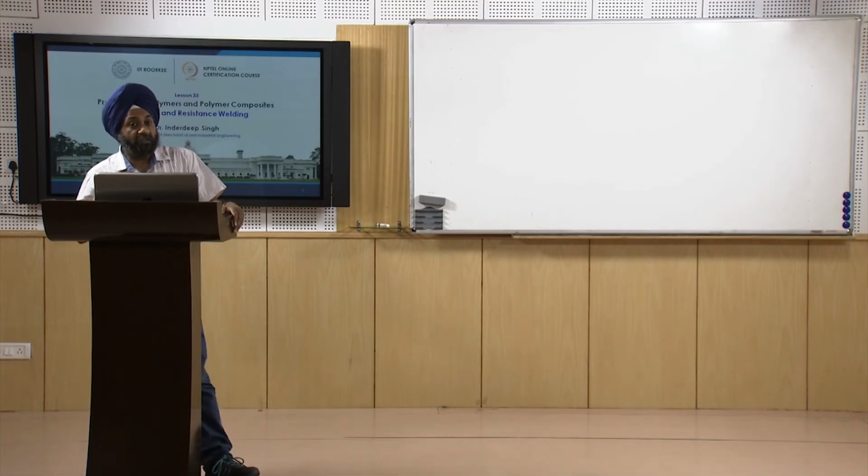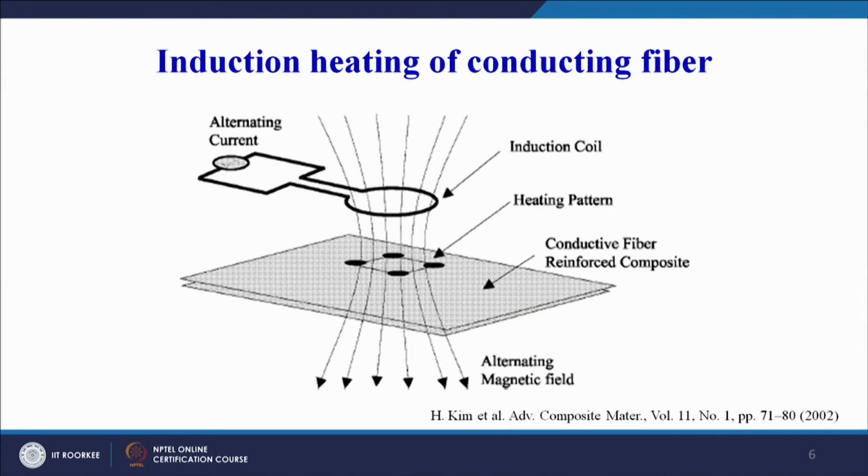So we have to see what the combination of fiber and polymer is in order to understand how the heat is going to develop inside the composite material. If it is a conducting fiber, the top 3 mechanisms of heat generation may come into picture. If it is a non-conducting type of fiber, the hysteresis or the eddy current loss may lead to heat generation inside the composite material. Now this is the induction heating, just an example.